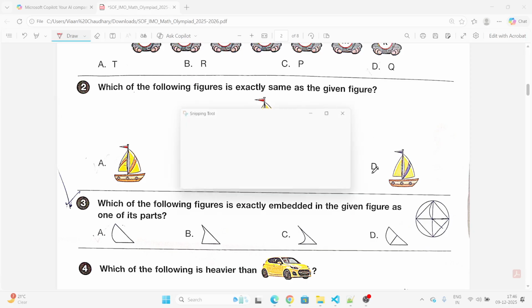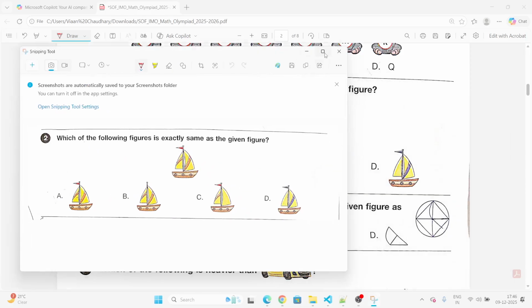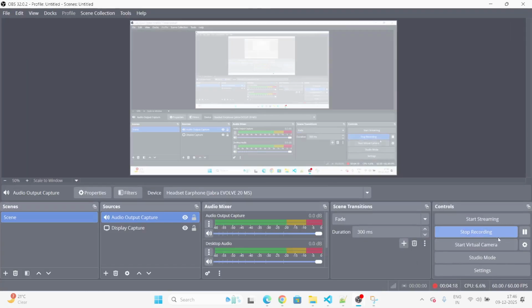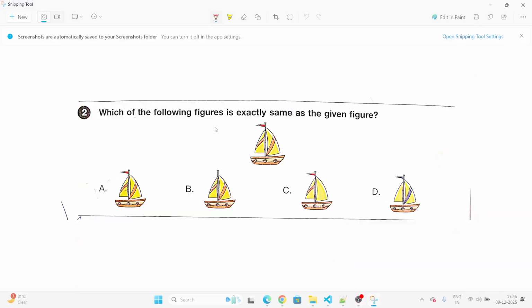Here we have the second question. What we need to do in this question: which of the following figures is exactly the same as the given figure? We need to find the exact same figure, so we can start by comparing the pictures. From the top, we have a red flag on the top of the picture. There are 2 pictures which have the red flag, 1 and 2. So the answer would be one of A and C.